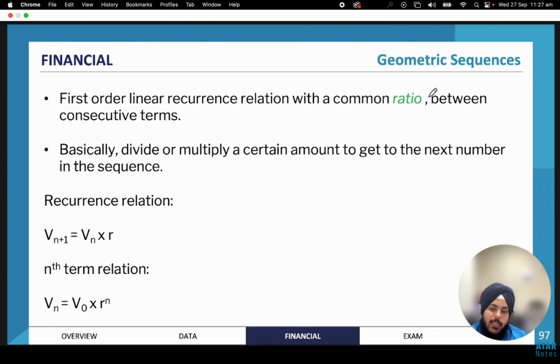Okay, so now we'll look at geometric sequences. Geometric sequences are essentially where we are multiplying or dividing consecutive terms by a certain number. For a recurrence relation, the rule will look something like this. Again, we'll have an initial value, but we can determine a particular value by using the previous value and multiplying by r. Whereas for the nth term relationship, we can determine a particular value by using the initial condition, multiplying by whatever the common ratio is to the power of what you're trying to determine. So I determine the 5th value, the 6th value, the 7th value, and so on.